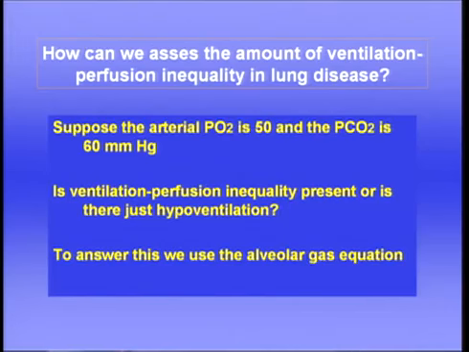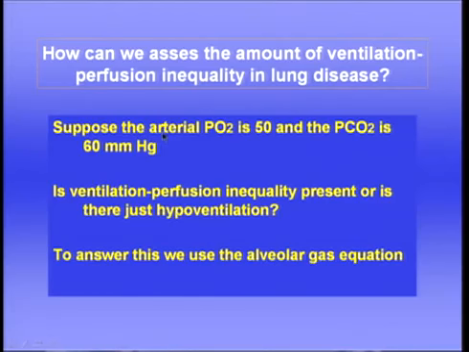So the question is, how can we assess the amount of ventilation perfusion inequality in lung disease? Because we often want to do that. As we're treating a patient with COPD, for example, we would like to know what happens to the state of the lung, the degree of ventilation perfusion inequality. Suppose we have a patient with an arterial PO2 of 50 millimeters mercury and a PCO2 of 60 millimeters mercury. Is there ventilation perfusion inequality, or has this patient raised the PCO2 just by hypoventilation?